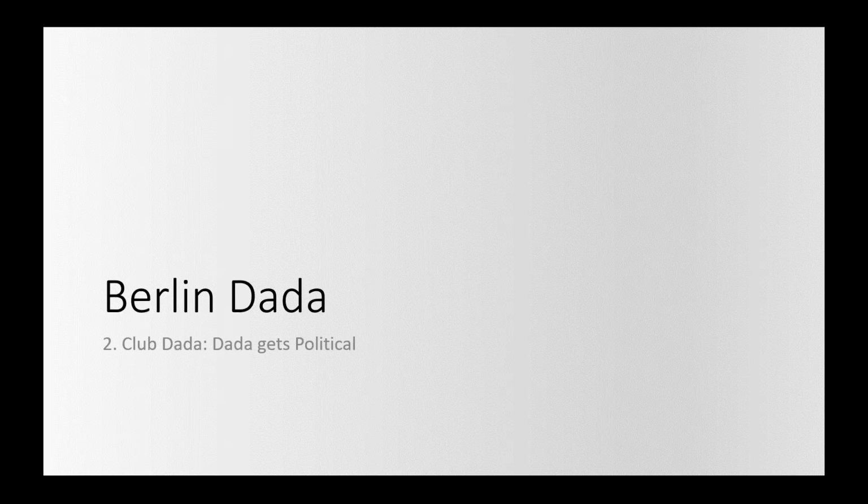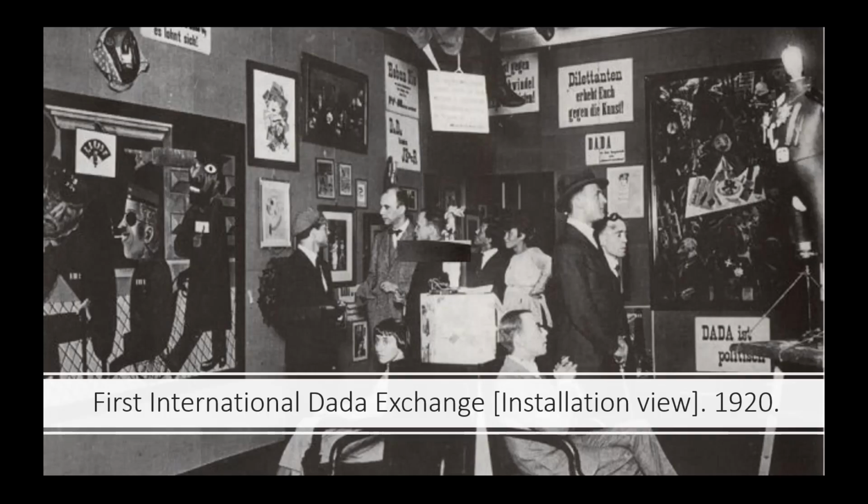So we're going to move on from those kind of absurd cabaret proto performances in Zurich, and after the war, artists went back to their home countries. So the German artists went back to Berlin, and they continued with Dada. And here is the first International Dada Exchange, an exhibition from 1920. So the war ended in 1918. This is 1920. And if you look just above where it says 1920, you can just about make out a poster that says Dada ist politisch. So Dada is political.